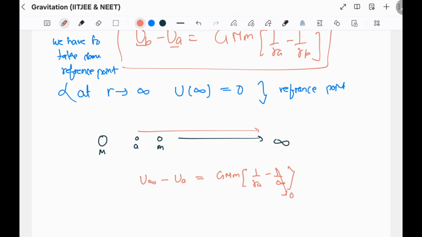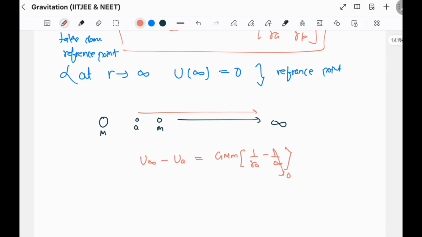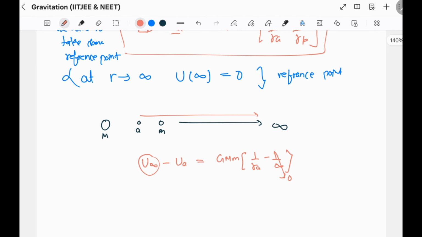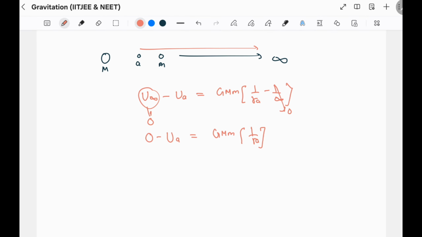So this term we can take it close to 0. Okay, so then I will say U at infinity will be 0, because I assume this is my reference point. So this will be 0 minus U at A equal to GMm by r_A. So again U at A will be minus GMm by r_A, and this minus will come here. Okay, so see the derivation we got.